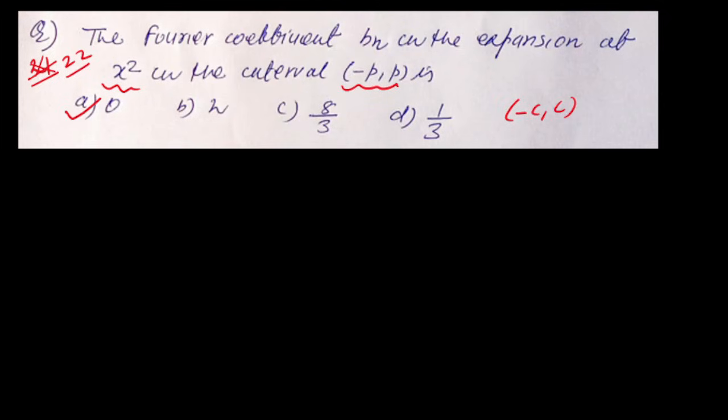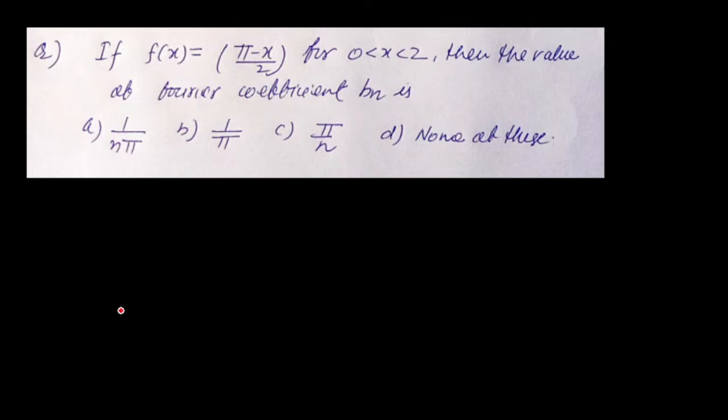Now move to question number 23. Another interesting question: if f of x is equal to pi minus x by 2 and the interval is 0 to 2, then what is the value of Fourier coefficient Bn? Here also we have to do the complete evaluation. It is not some shortcut. The length of the interval 2c is equal to 2, so this gives me c is equal to 1.